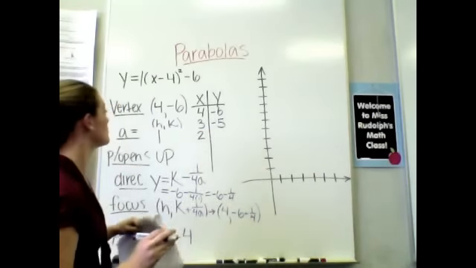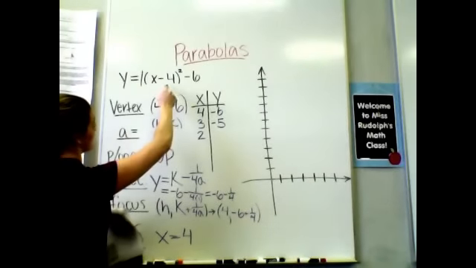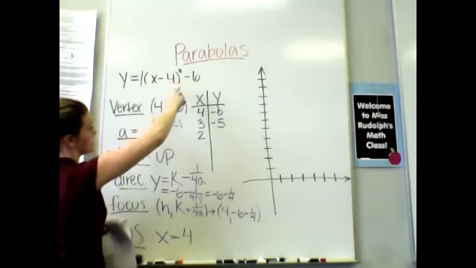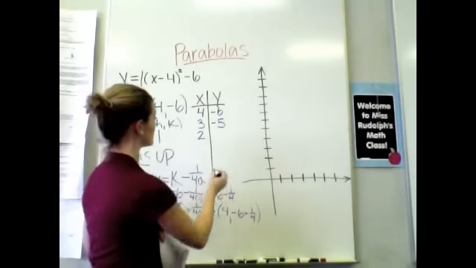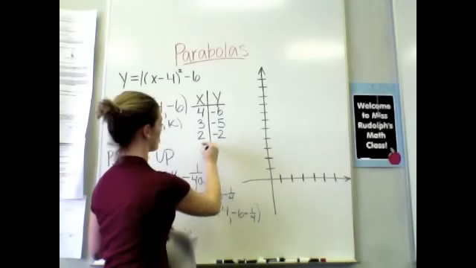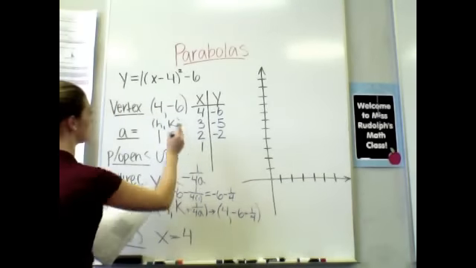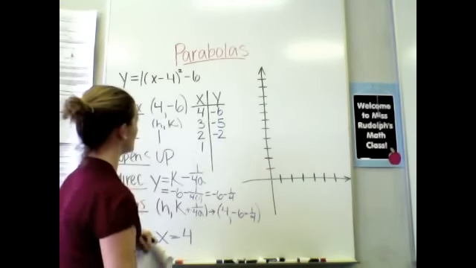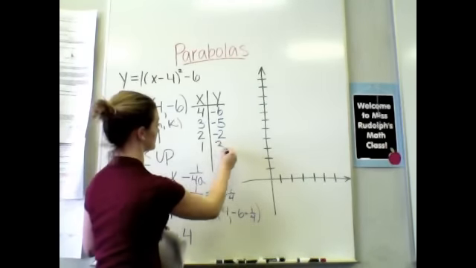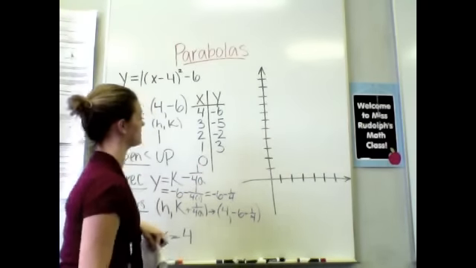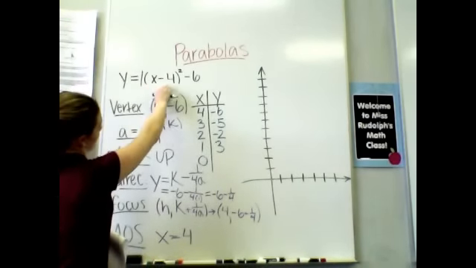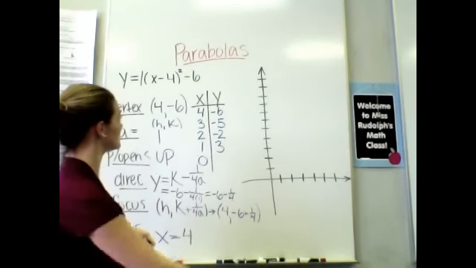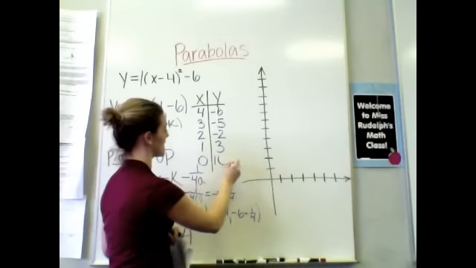Plugging in an x value of 2. If we plug in 2, we have 2 minus 4. 2 minus 4 is negative 2. Negative 2 squared is 4. 4 minus 6 is negative 2. Then we plug in 1. 1 minus 4 is negative 3. Negative 3 squared is 9, and 9 minus 6 is positive 3. Going to do one more, 0. If I plug in 0, 0 minus 4 is negative 4, and negative 4 squared is 16. 16 minus 6 will give me a coordinate of 10.